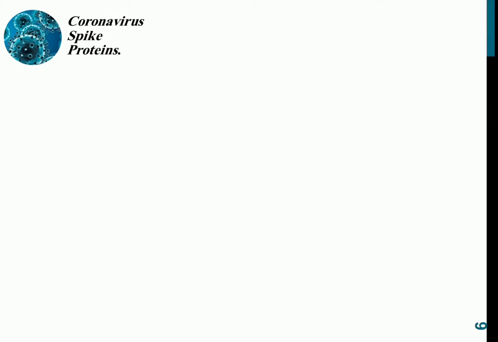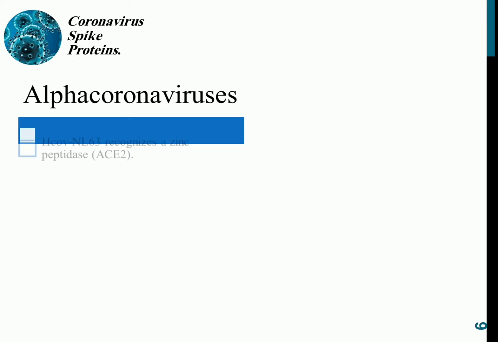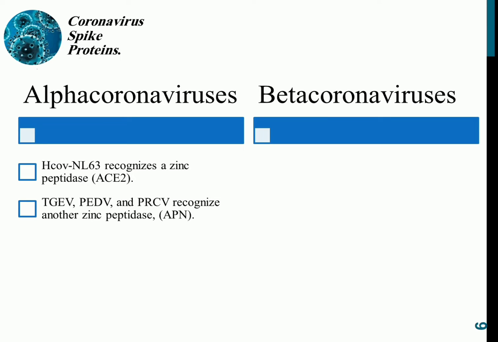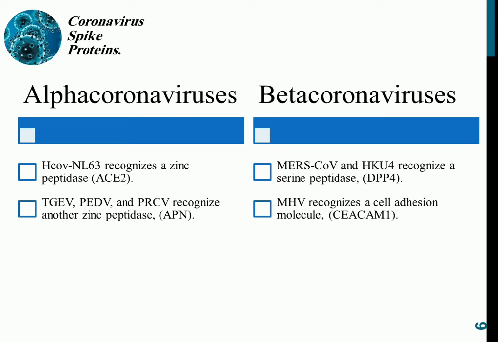Coronavirus spike proteins. Coronaviruses demonstrate a complex pattern for receptor recognition. For example, the alpha coronavirus HCoV-NL63 recognizes a zinc peptidase, angiotensin converting enzyme 2. Moreover, the alpha coronaviruses TGEV, PEDV, and PRCV recognize another zinc peptidase, which is aminopeptidase N. Similarly, beta coronaviruses recognize different receptors. For example, MERS coronavirus and HKU4 recognize a serine peptidase, dipeptidyl peptidase 4. MHV recognizes a cell adhesion molecule, carcinoembryonic antigen-related cell adhesion molecule 1. Beta coronavirus HCoV-OC43 recognizes sugar.